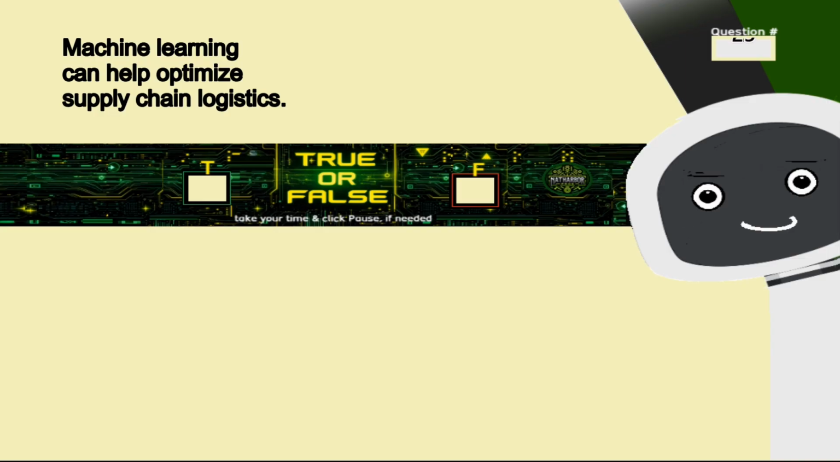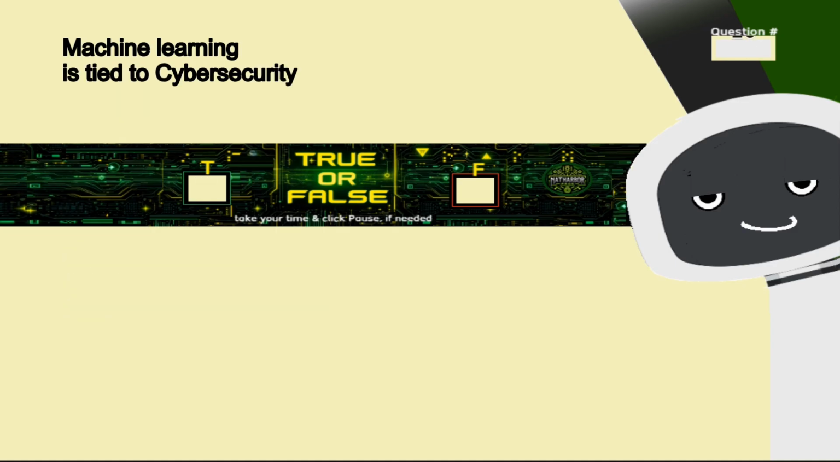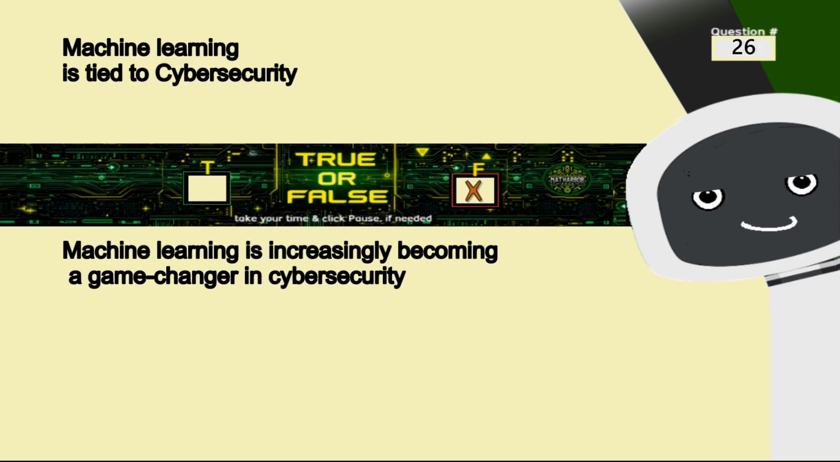True or false? Machine learning can help optimize supply chain logistics. Yes, of course, that's true. Manufacturing processes are optimized through machine learning. True or false? Machine learning is tied to cybersecurity. That's true. Machine learning is increasingly becoming a game changer in cybersecurity.